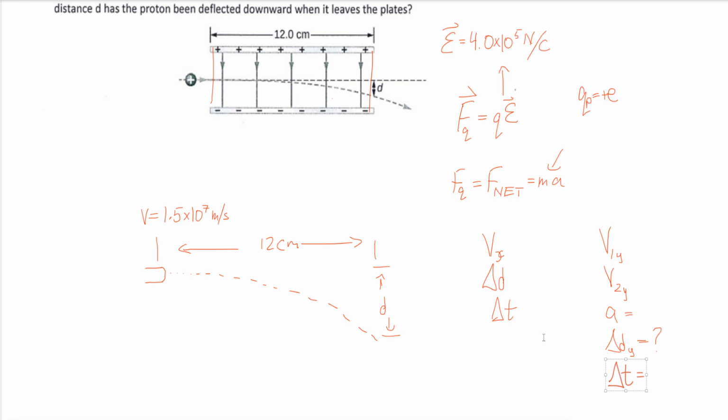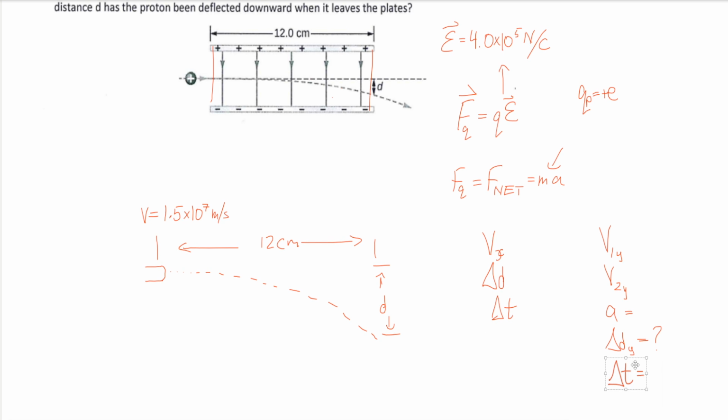Yeah, and actually time's going to be the connection to get us to the x. Because we know Vx, and do we know delta dx? Yeah, we know it, 12 centimeters. So we can actually find delta t that way, right? So we can solve for delta t, plug that in now. Now we don't have to worry about it, and then we can use that to solve for delta dy. Okay.